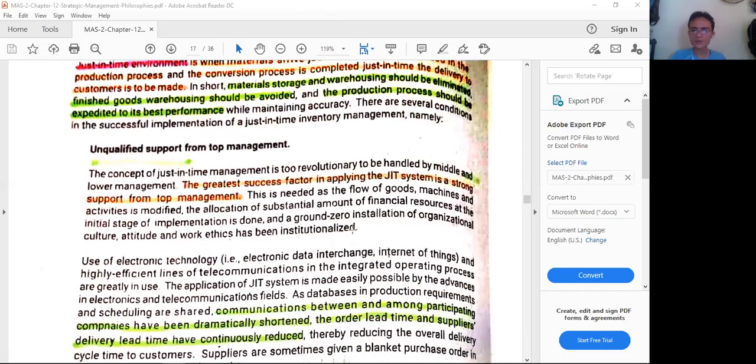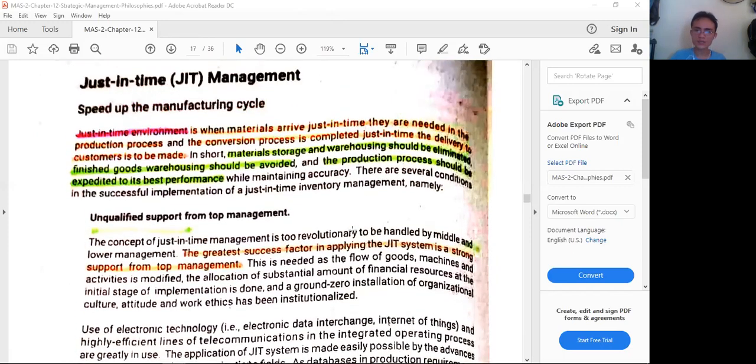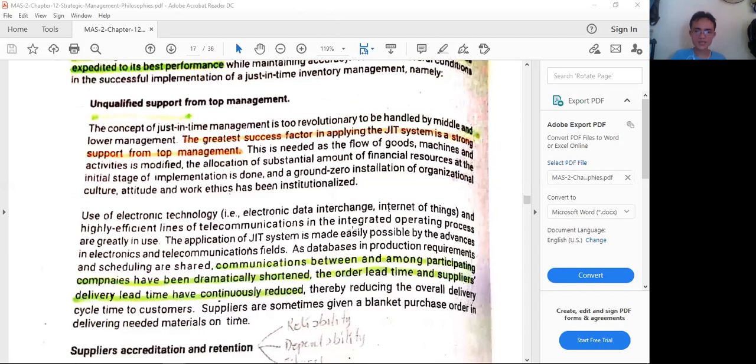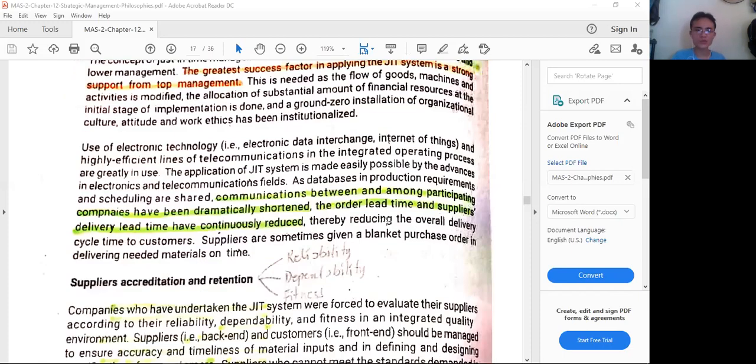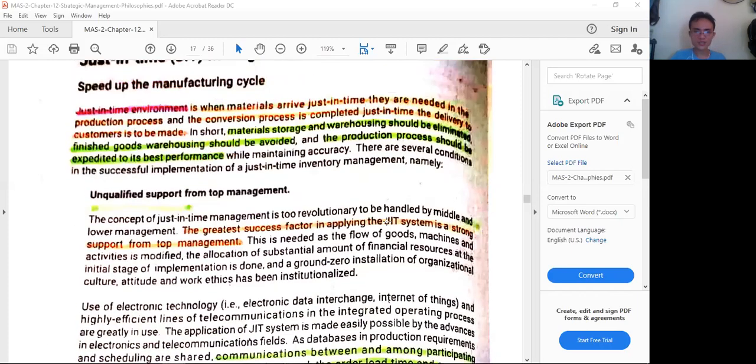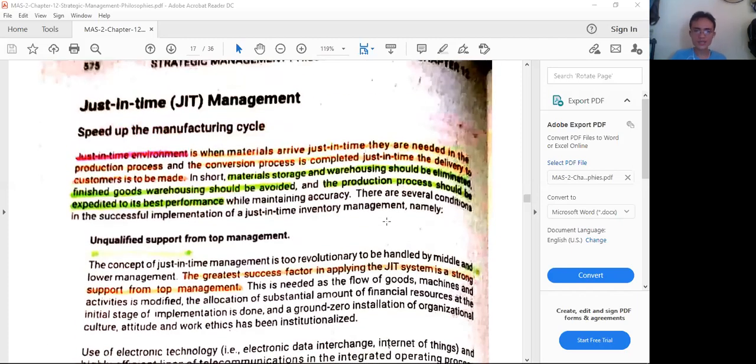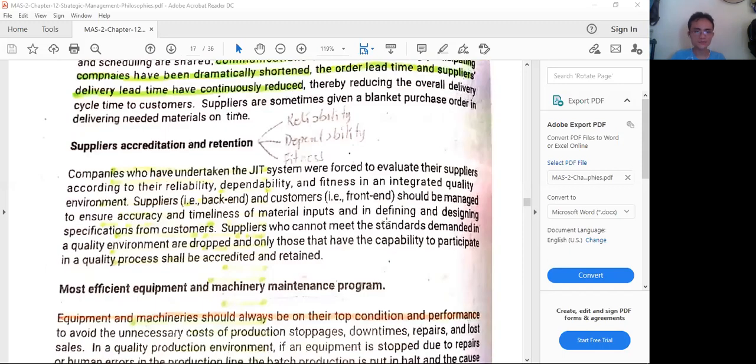This has been done with the manufacturing of cars, the car manufacturers. And really it's dramatic and it's revolutionary. When customers order the cars, they're really produced just in time and delivered immediately. So that's how amazing it is to really watch and see just-in-time management.